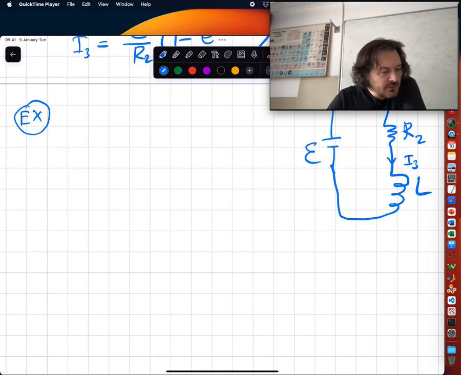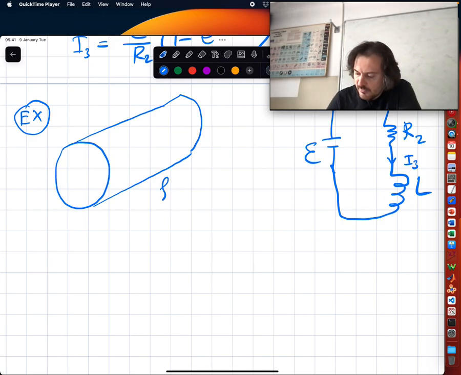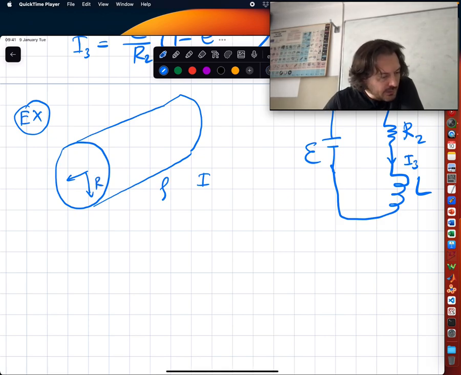A cylindrical conductor with radius r and resistivity ρ carries a current I. The current is uniformly distributed over the cross-sectional area of the conductor. So it's something like this. We know the resistivity ρ, and it's carrying current I in this direction, and it's uniformly distributed, and the radius is r. Find the magnitude of the magnetic field as a function of the distance r from the conductor axis, both inside and outside, if the current is constant in time.